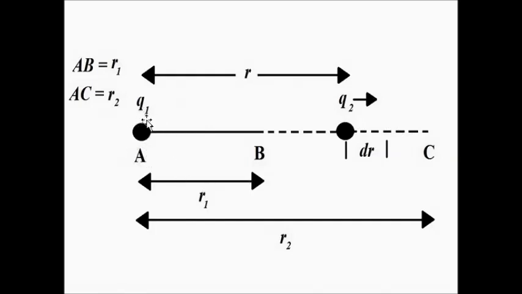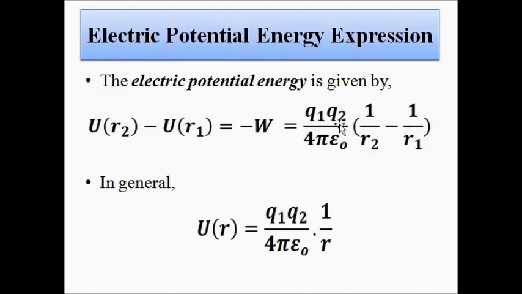A is the reference point from which the separation is measured. A is the fixed charge, so that's why it is the reference point. So the electric potential energy expression is this. In general, the potential energy at any point with respect to the reference point with a separation r is given by q1 q2 by 4 pi epsilon 0 into 1 by r.